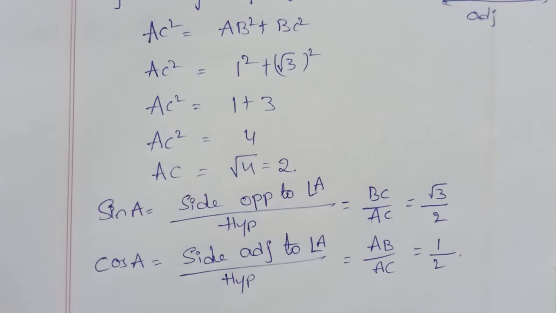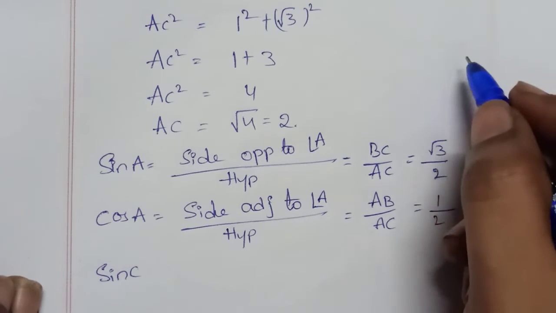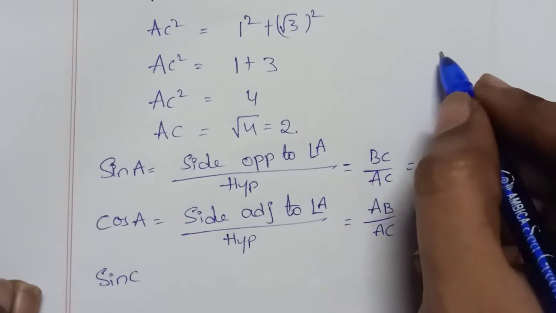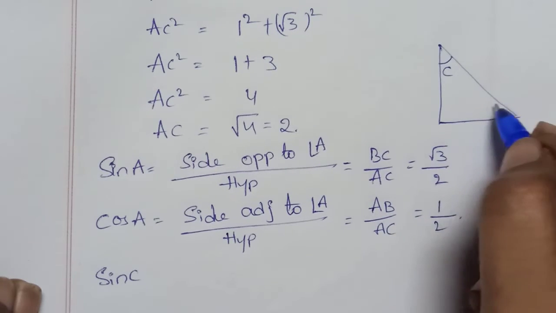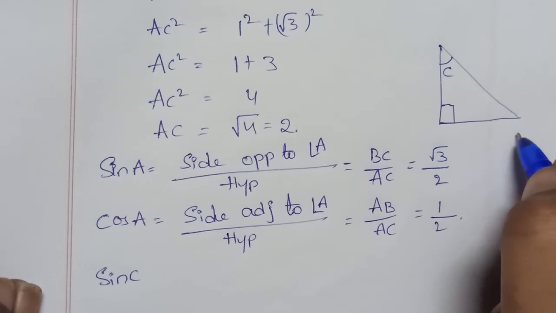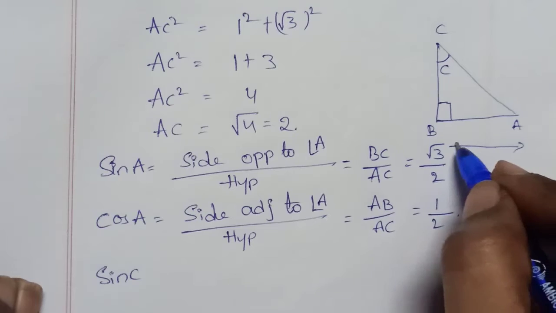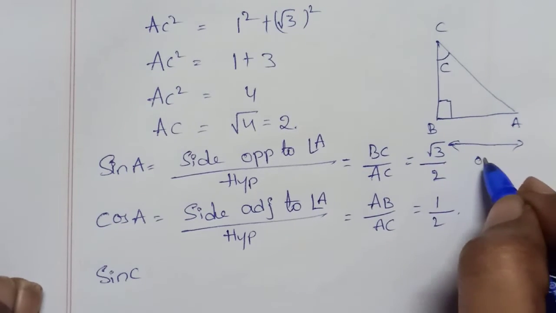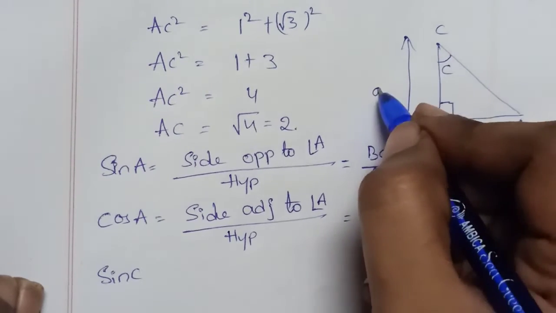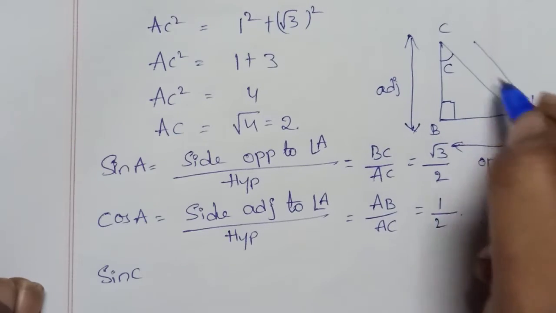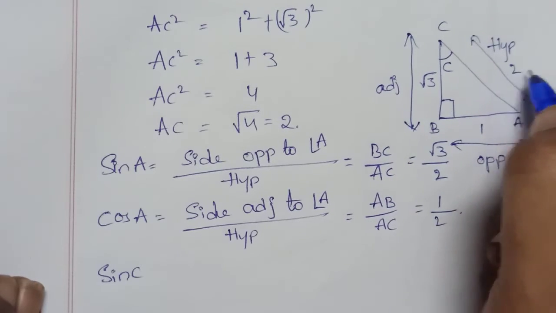Now we have to find the value of sin C. Here the angle will be changed. C is the angle of this triangle A, B, C. This is the opposite side to the angle. This is the adjacent side to the angle. This is the hypotenuse. Lengths are the same: root 3, 1, 2.